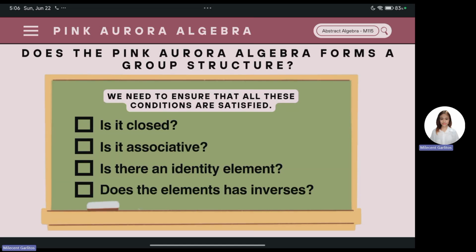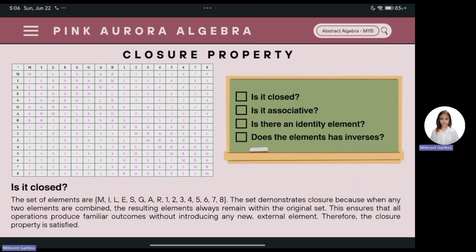So first one, is it closed? The second one, is it associative? Third one, is there an identity element? And the last one is, do all the elements have inverses? Now here we are going to prove the closure property.